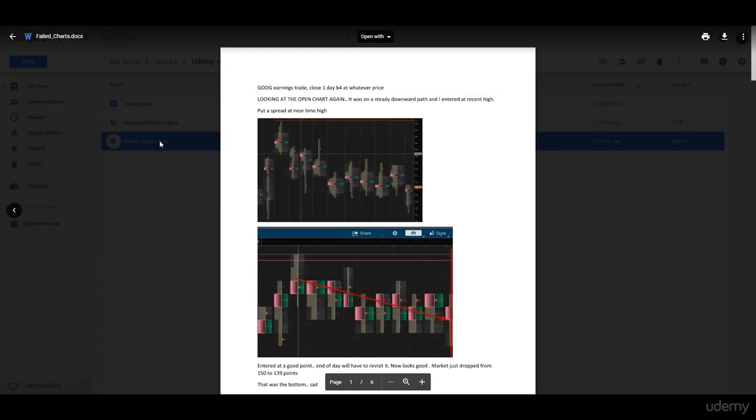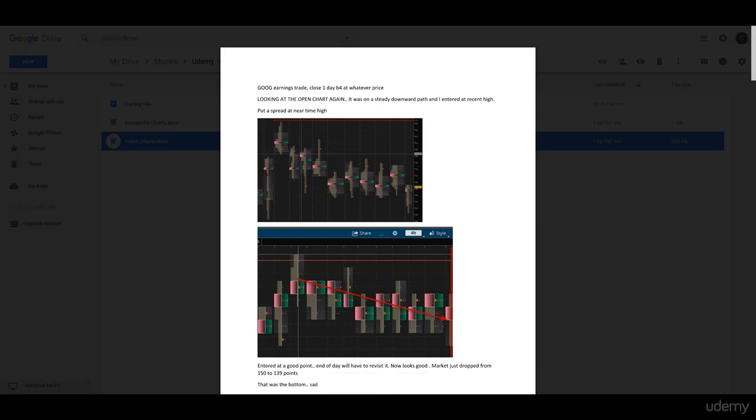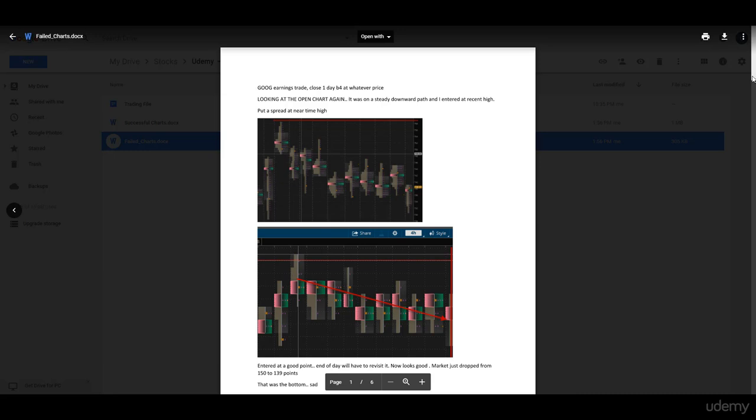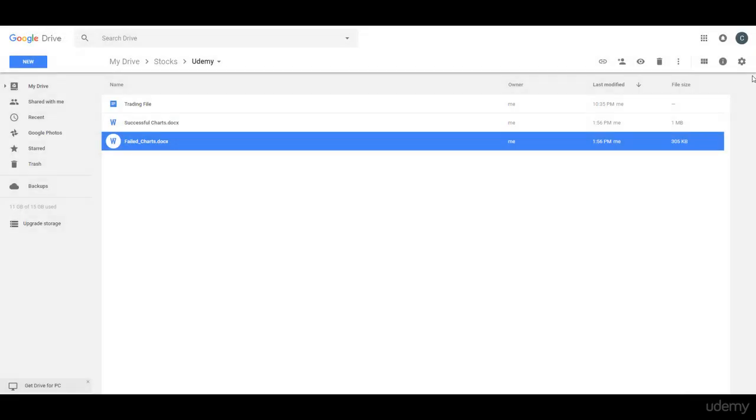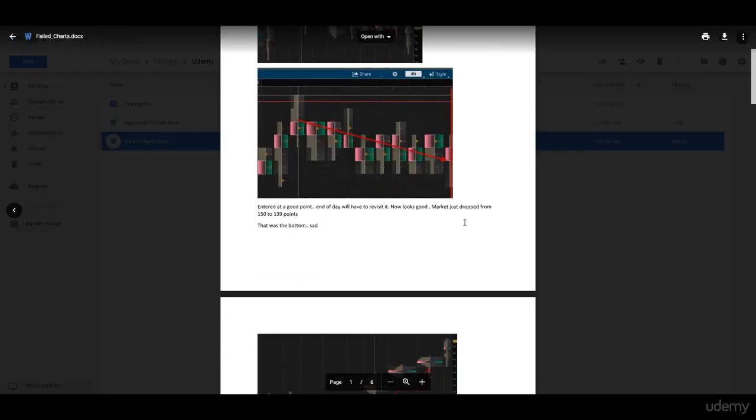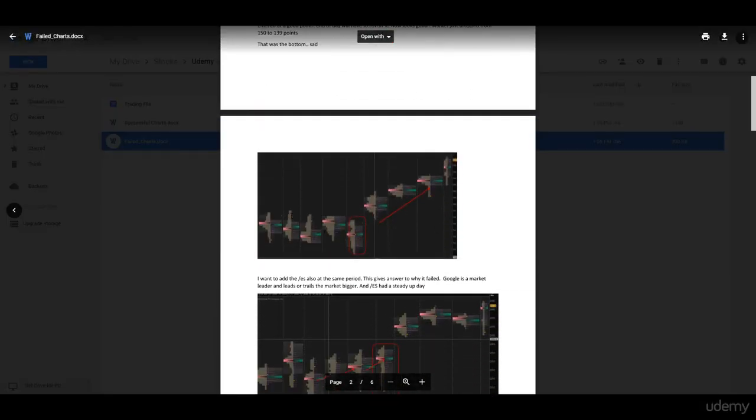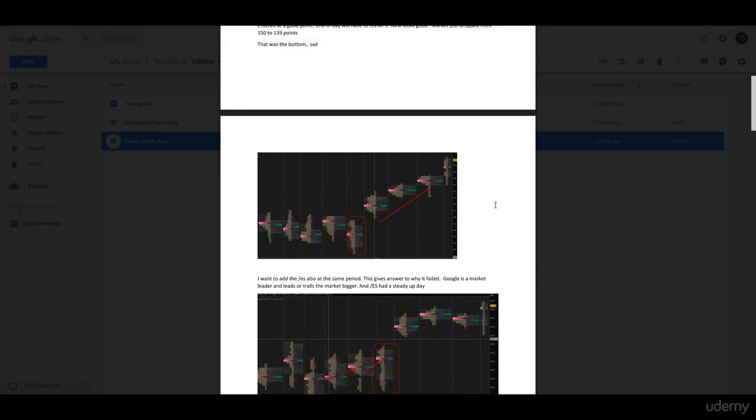This is where I had a trade and it ended up as a loss. Here it is Google, and I'm putting up the chart at the time of entry. In this chart I noticed that it had been going on a steady downside, so I put a trade in. I don't have the prices because that's not the most important thing, and it was a failure. Soon after that, the market reversed and I ended up in a loss.